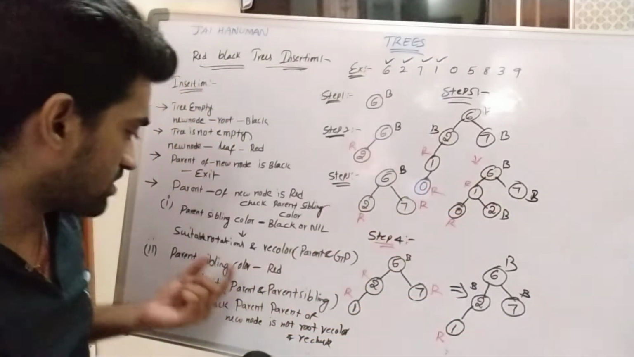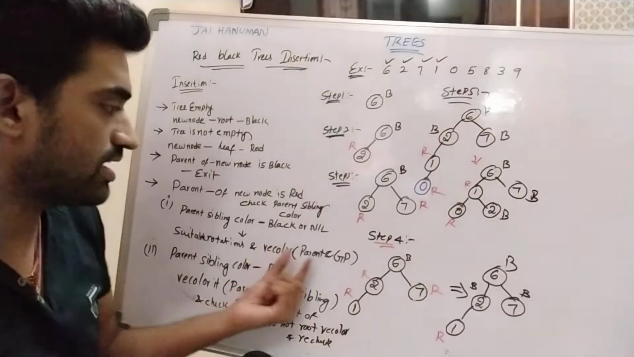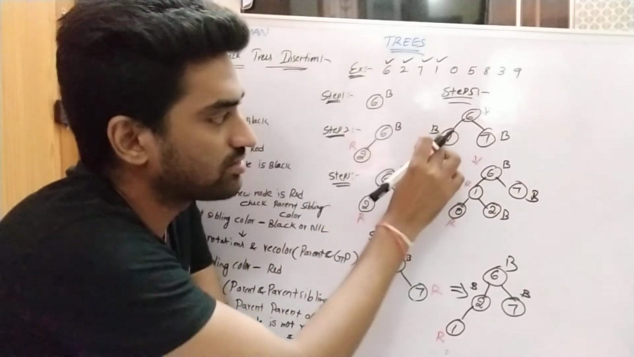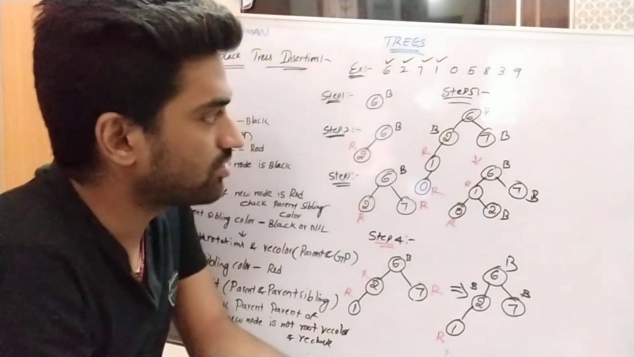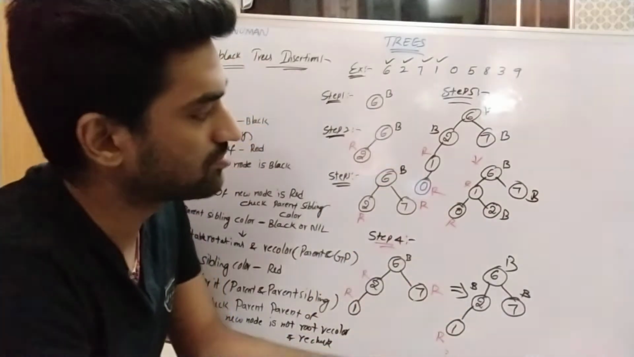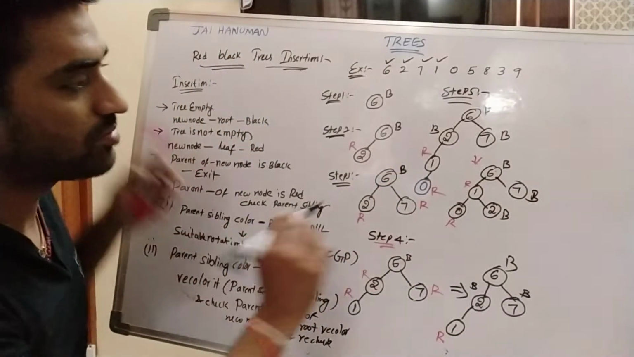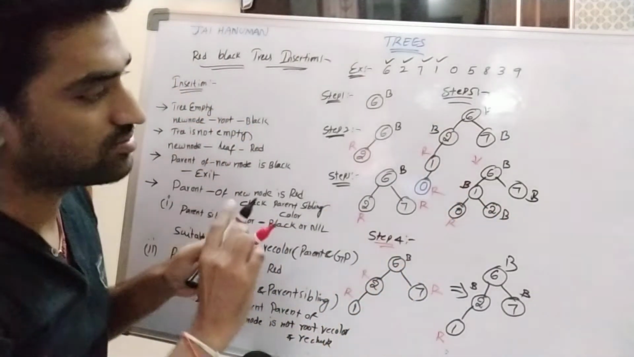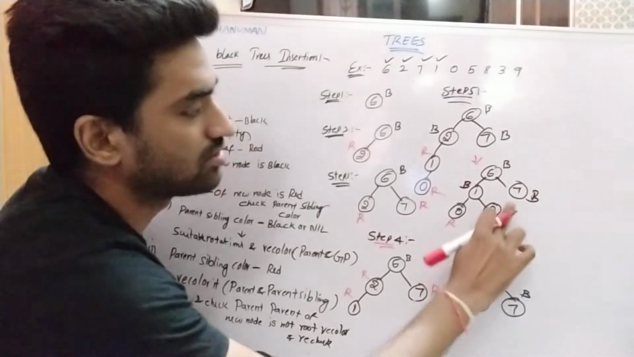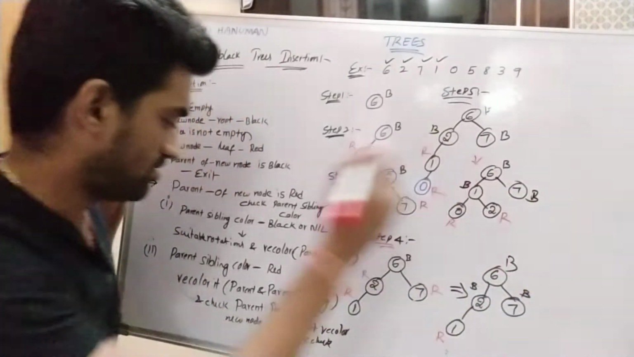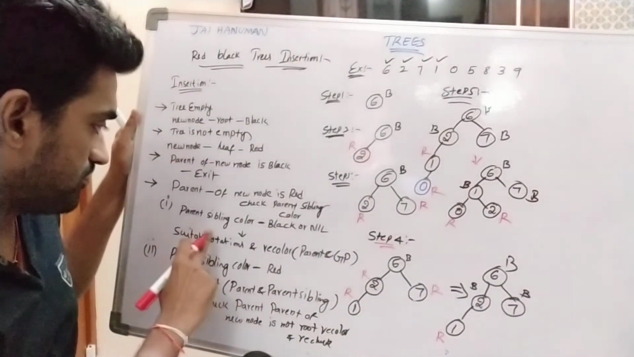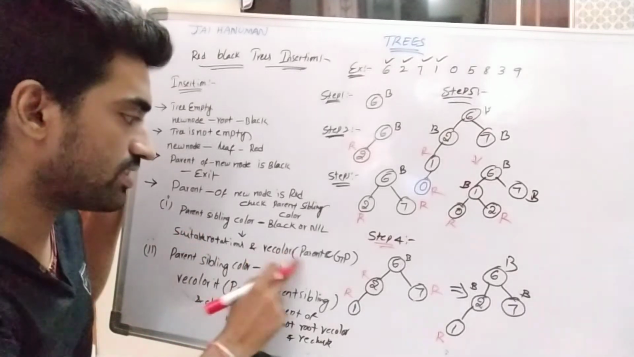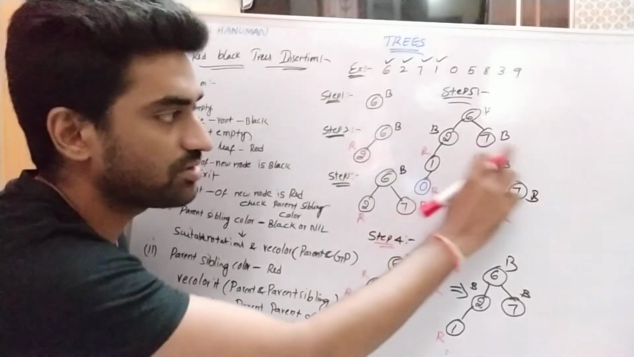After completion of the rotation, recolor the parent and grandparent. So what is the parent? 1, and the grandparent is 2, right? Recolor: red becomes black, black becomes red. So here I am performing the suitable rotation and recolor for the parent and grandparent. Now the tree becomes like this.